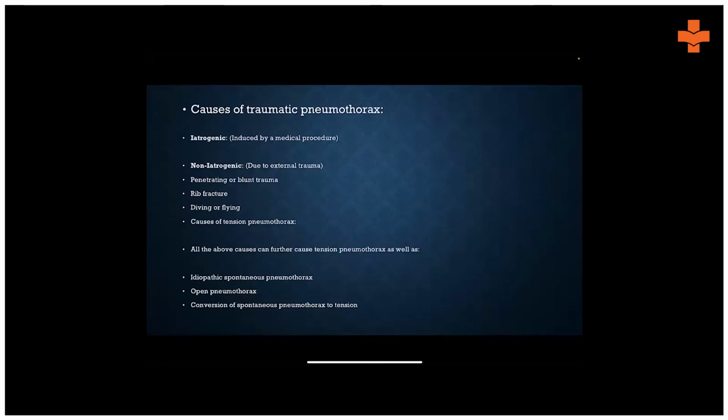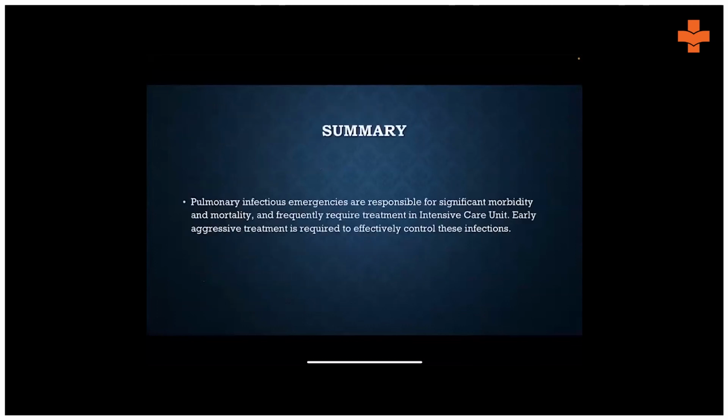The causes can certainly be iatrogenic. In the emergency room, you will have non-iatrogenic causes, which could be blunt trauma or rib fracture. It could also be very common, again, in people who are divers or mountaineers or pilots. And of course, any other pneumothorax, when not treated in time, can also lead to tension pneumothorax.